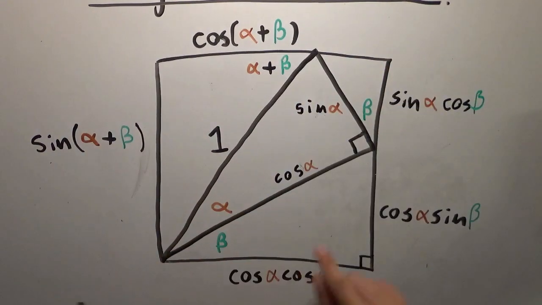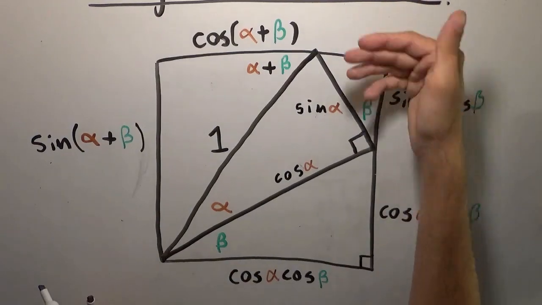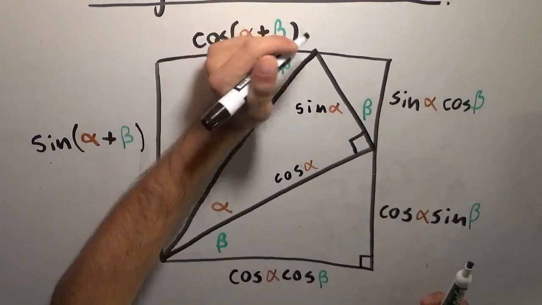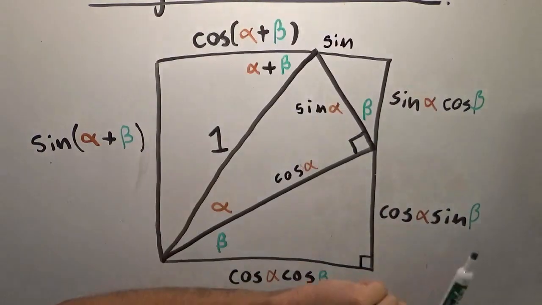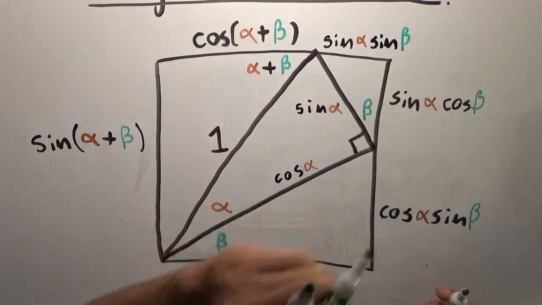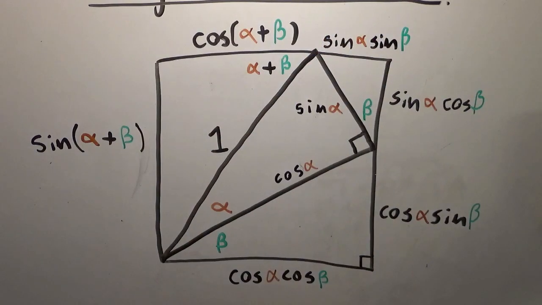And the same idea is going to apply here. The opposite side is the sine of beta times whatever the hypotenuse is, which is the sine of alpha. So this side length is going to be the sine of alpha times the sine of beta. And, believe it or not, the proof is done. Because, remember, what shape is this?